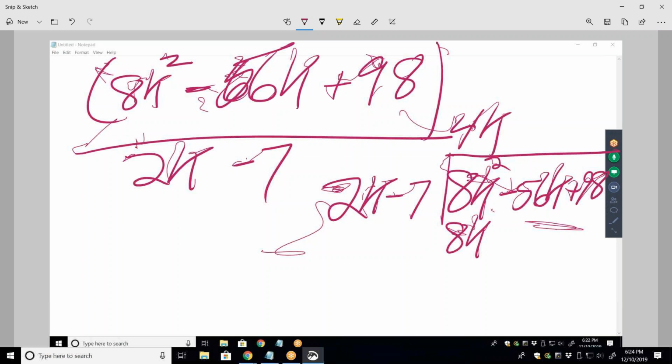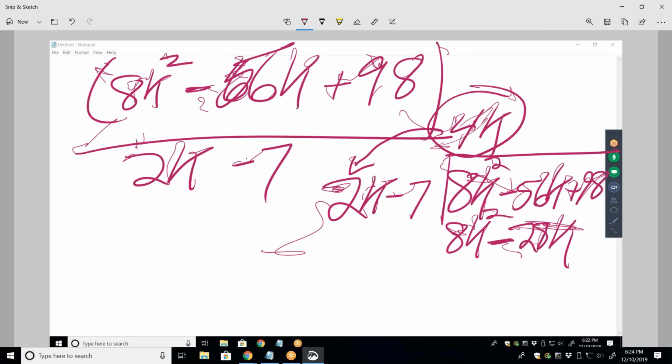Well, we know we're going to get 8k squared there. What's the next term? Negative 56k. What's 4 times 7? 28. That's what you write right there. In other words, what I'm doing is multiplying that times that, then I'm multiplying the same thing times that. With me? Now subtract.